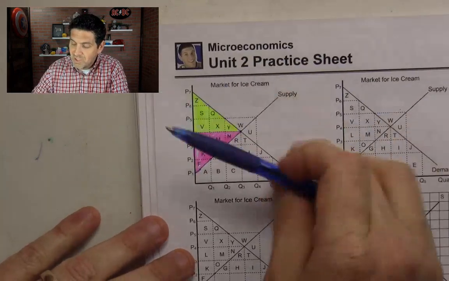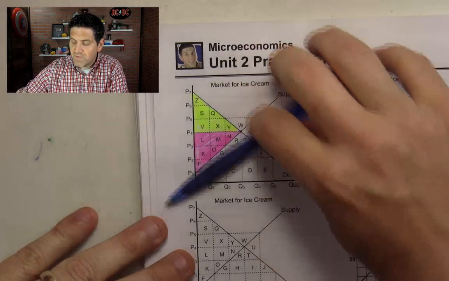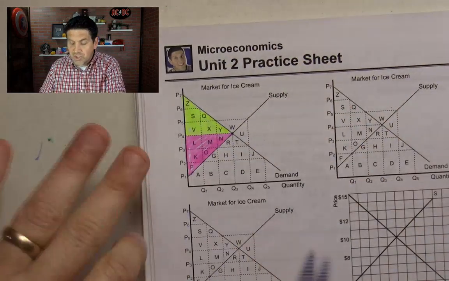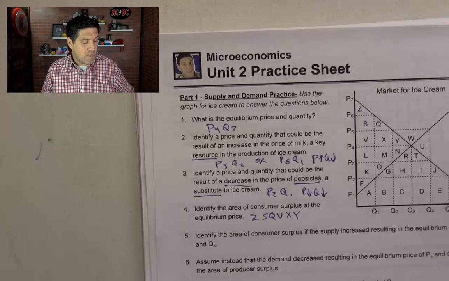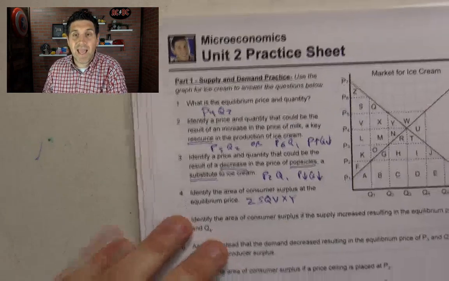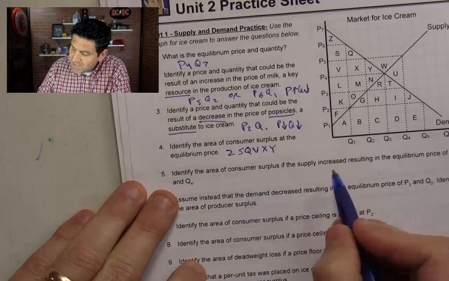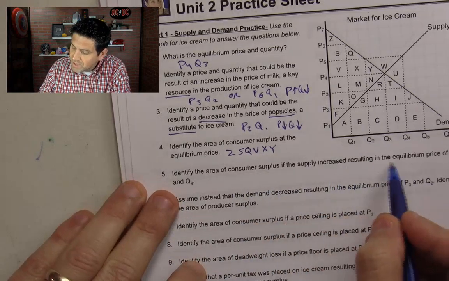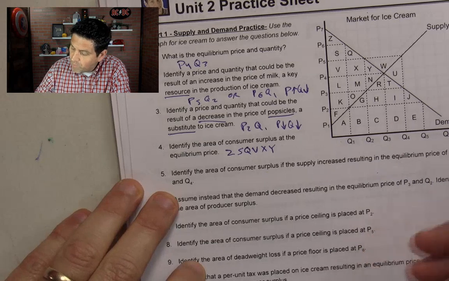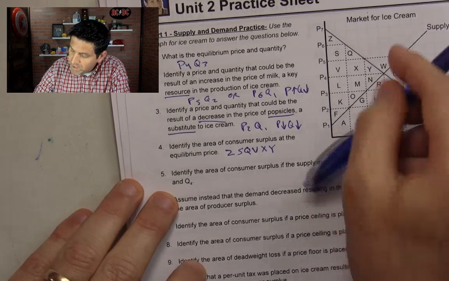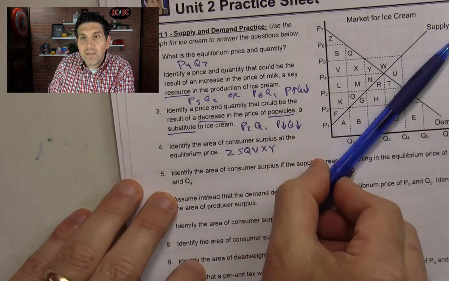Now, notice that consumer and producer surplus can change if I start shifting these curves around. If I start shifting these curves out, these triangles of consumer and producer surplus are going to change. So let's start talking about that concept. Here we go. Question number 5. Identify the area of consumer surplus if supply increased, resulting in an equilibrium price of P3 Q4. So P3 Q4, supply increased, right down here.